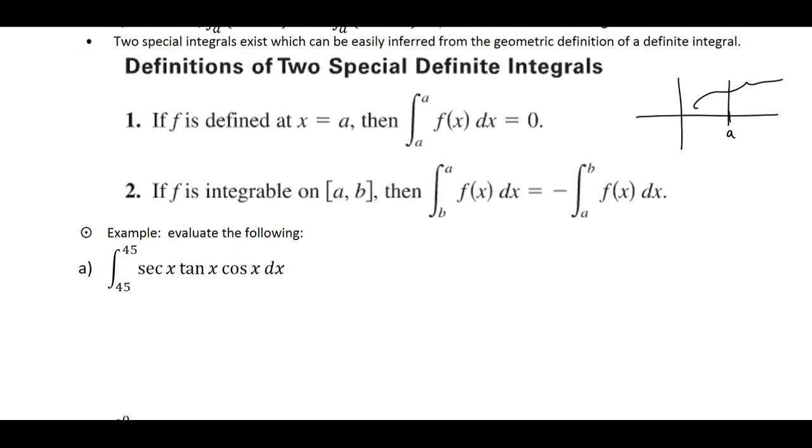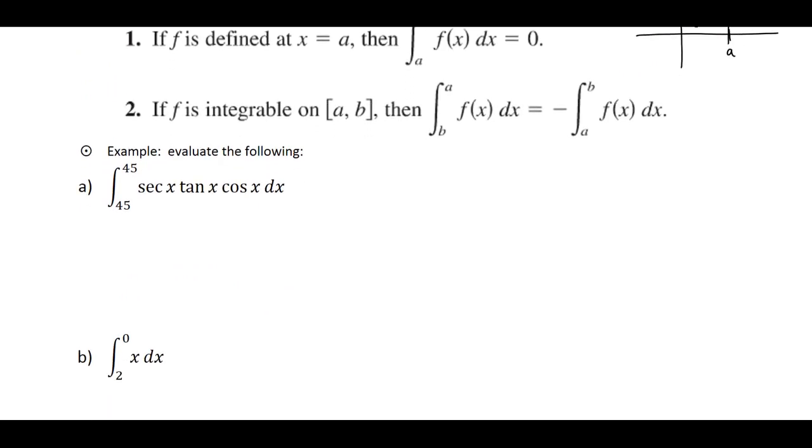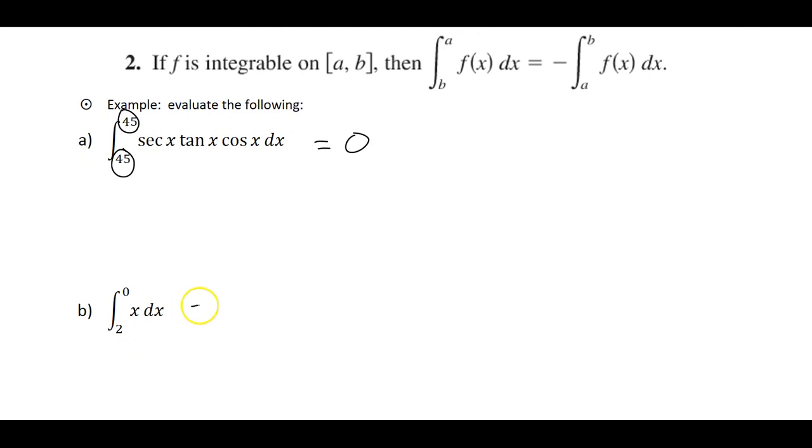One trick that WebAssign likes to pull, and I like to pull, is we put a really complicated integral, but the bounds are the same. So notice you have a 45 and a 45. This is just going to be 0. You don't even have to worry about all that trig. This one illustrates the second property.